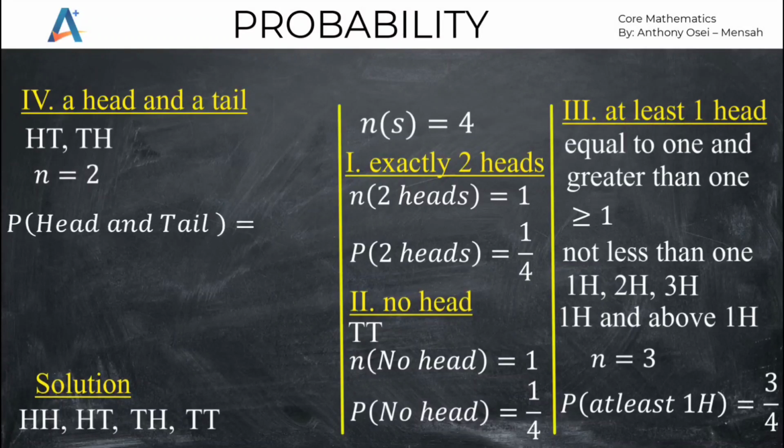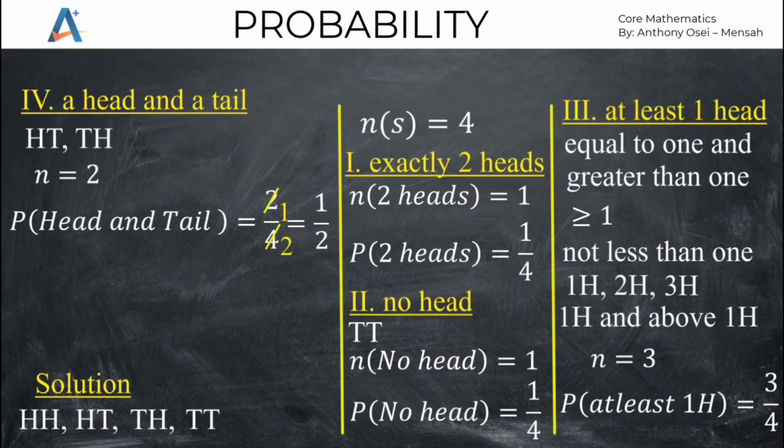So the probability of a head and a tail will be equal to how many there are: two of them out of four. Two goes into four twice, so we get one out of two as the final answer. So this becomes the final answer for this particular question.